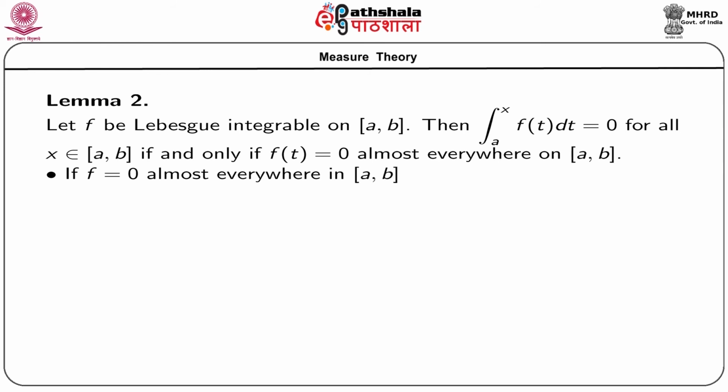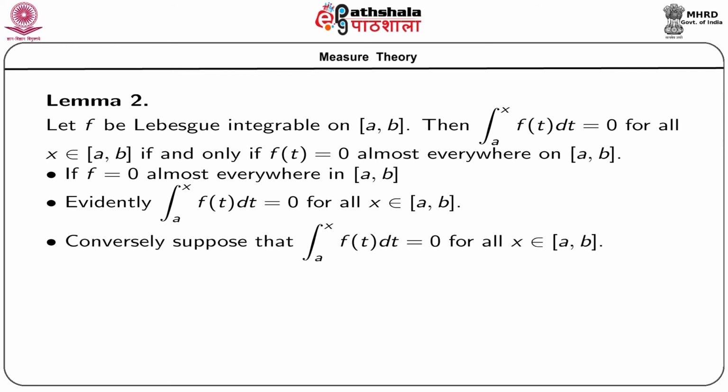So, we start the proof in this way. Of course, if f is equal to 0 almost everywhere in closed interval [a, b], then obviously f is equal to 0 almost everywhere in closed interval [a, x] for any x belonging to [a, b], and consequently the integral from a to x of f(t) dt is equal to 0 for all x belonging to [a, b].